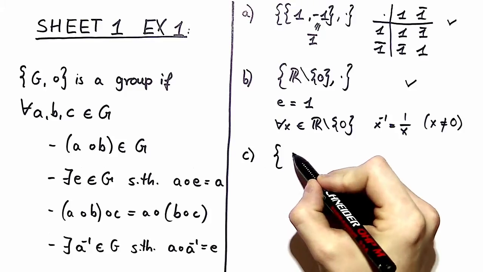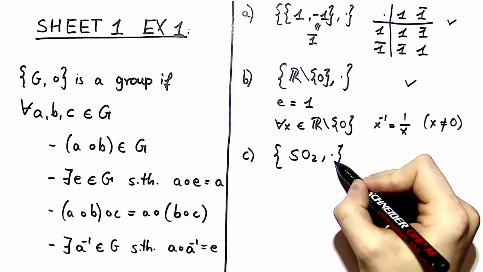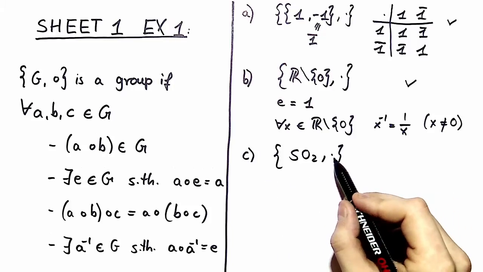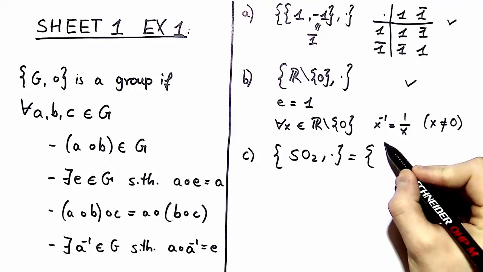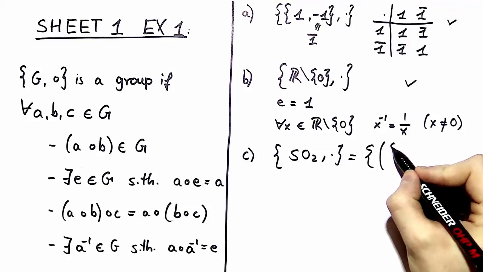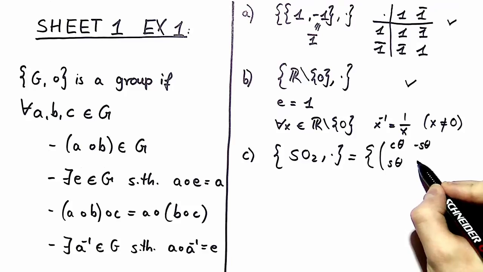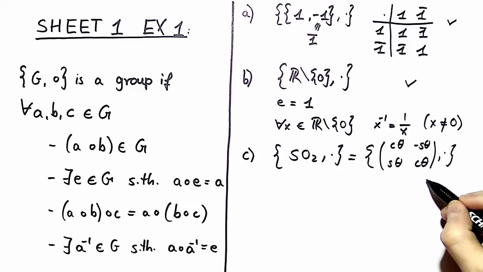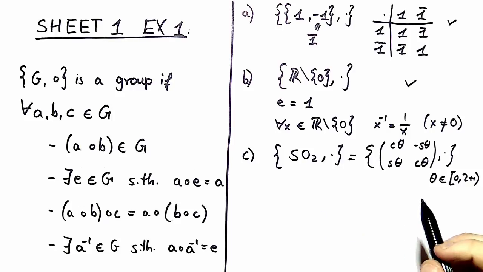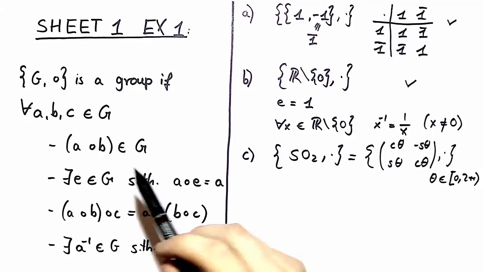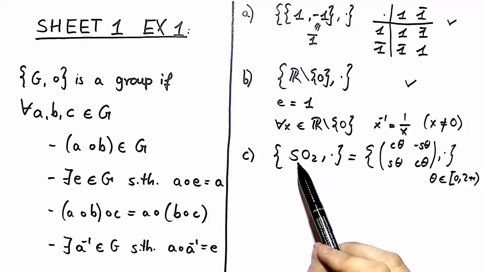In part C, we are given the set of matrices SO(2). And we're again taking the usual matrix multiplication, and as it turns out, this is the correct way how to implement the matrices SO(2) into a group. Again, what are the SO(2) matrices? This is given in the exercise. It's a 2x2 matrix (cos θ, −sin θ; sin θ, cos θ), where θ is between 0 and 2π. The most difficult part is to show that any combination of any two elements in this group, namely the multiplication of two of those matrices, is still in SO(2).